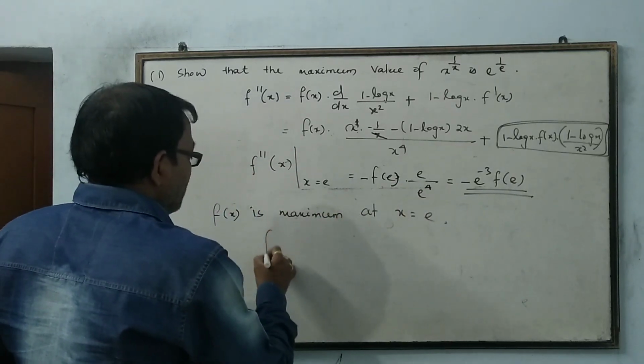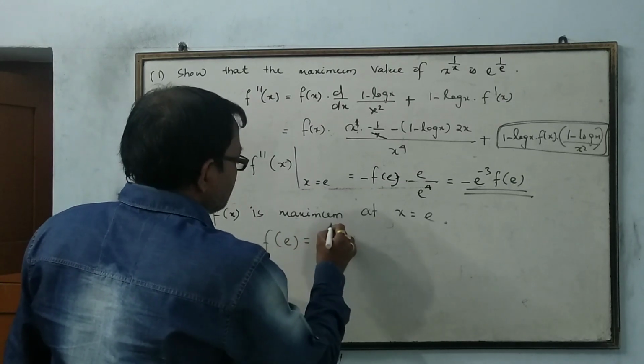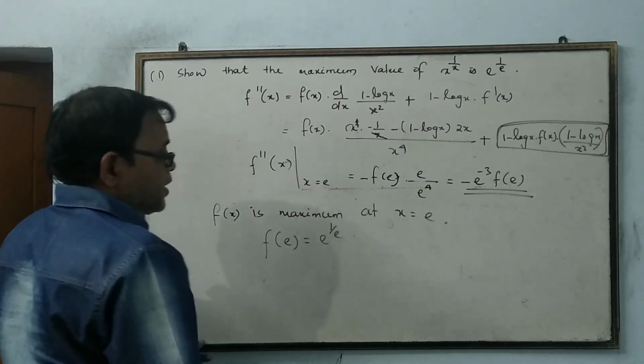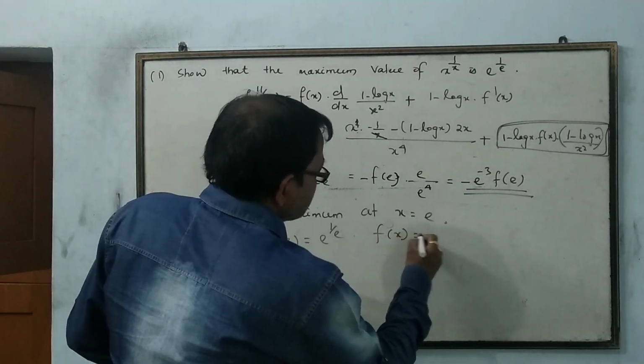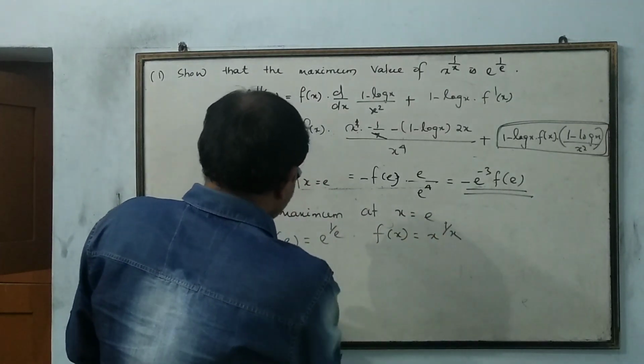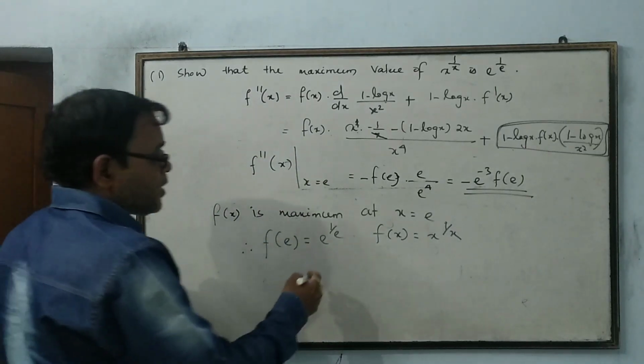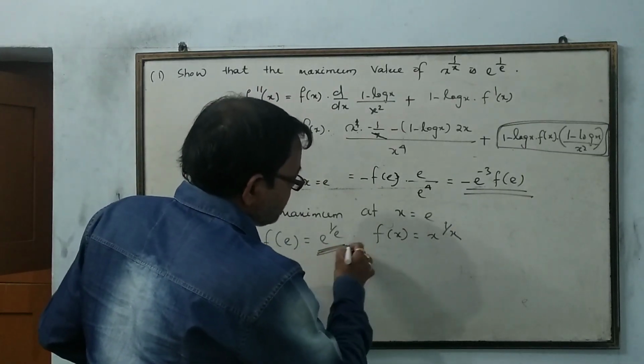Thereby f of e is equal to e to the power of 1 by e. At x equal to e, the function is f of x equal to x to the power 1 by x. Therefore, f of e is equal to e to the power 1 by e, which is your maximum value.